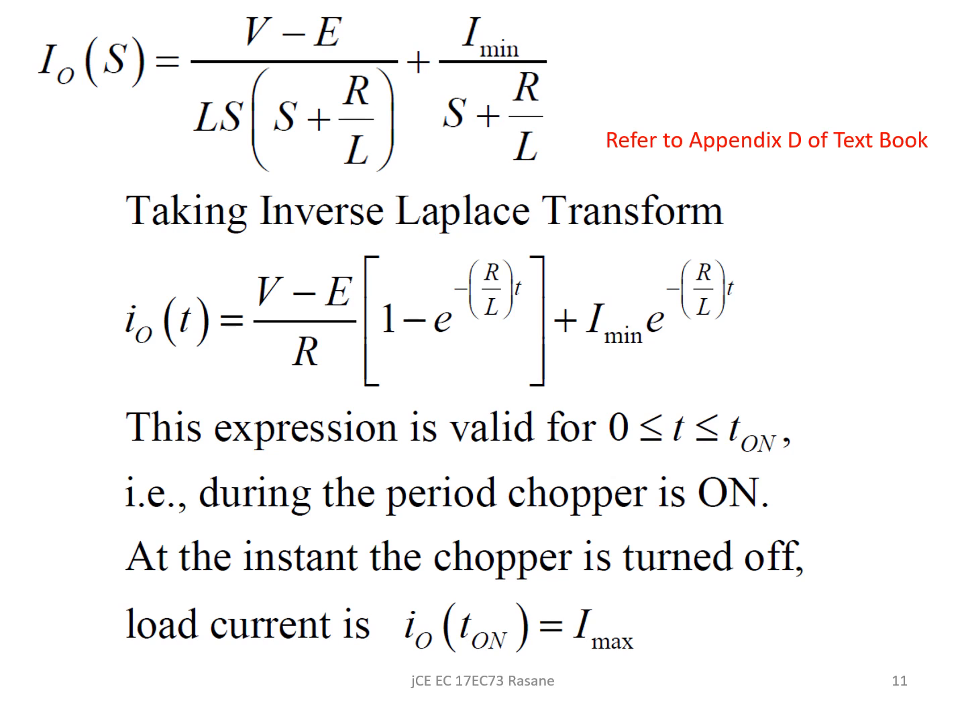So this expression is valid only for the T on period, that is when t is from 0 to T on, and during this time the chopper is said to be on. At the instant when the chopper turns off, the next cycle goes into the off period. At that time the load current will have increased to I max. From I minimum at t equal to 0, when it is at T on it will have reached the value of I max, as we have discussed in the previous slide.